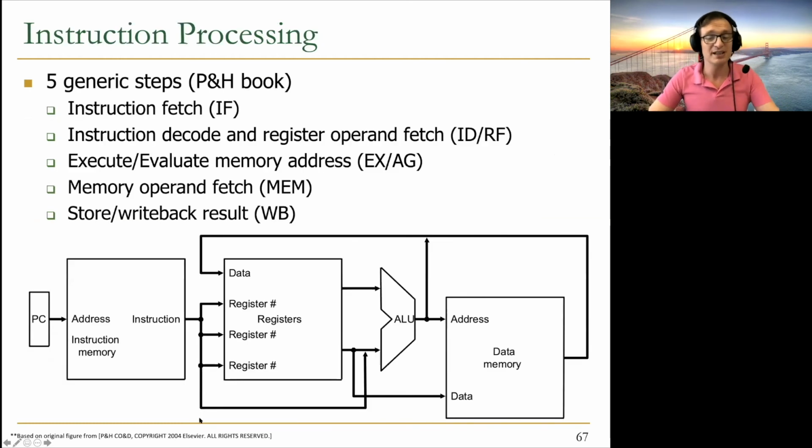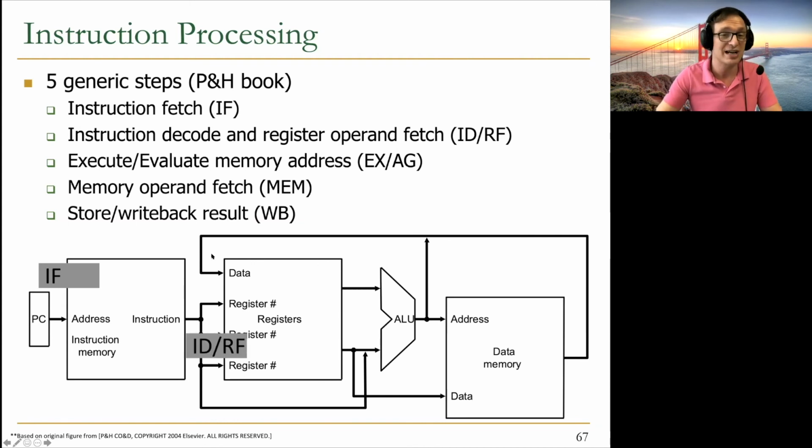So let's build a single cycle machine. This is, again, from your Patterson and Hennessy book, not the Harris and Harris or Patel and Patel book. But it's going to be very similar to your Harris and Harris book in the end. So we have 5 generic steps. Instruction fetch happens when you get the PC, input it to the instruction memory and get the instruction out. And then you decode the instruction and access the register file concurrently, register operand fetch.